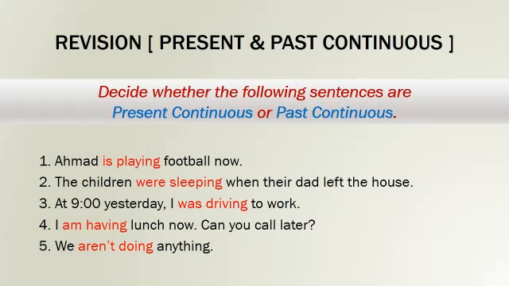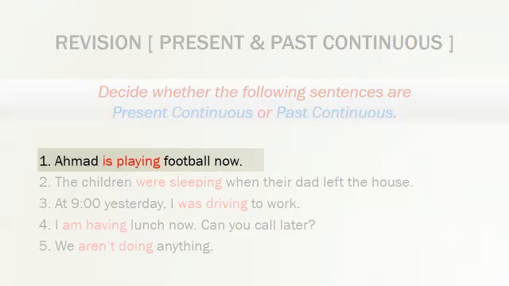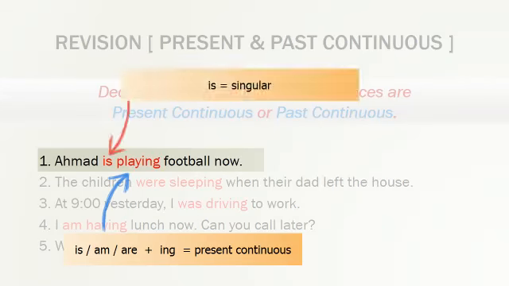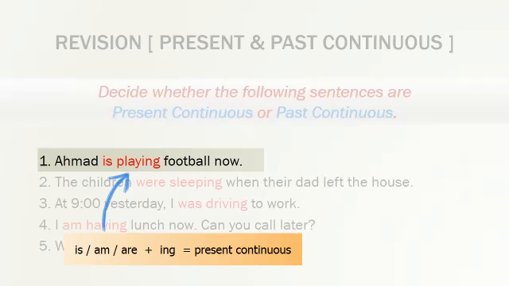Please read the following sentences and decide whether they are present continuous or past continuous. Look at sentence number 1. Ahmad is playing football now. As you can see, there are two verbs in it. Is playing. This is the verb phrase. We have two verbs. The auxiliary verb is can only be used with the present. And then it's followed by an ing verb. So it is a present continuous sentence.